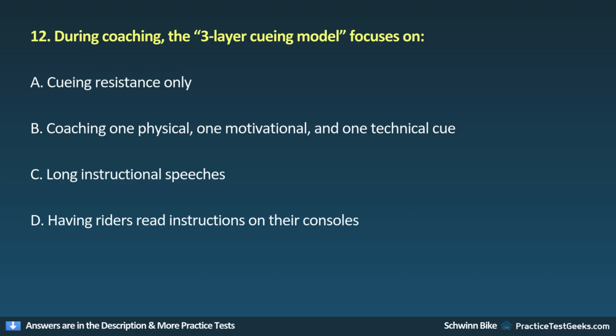12. During coaching, the three-layer cueing model focuses on A. Cueing resistance only, B. Coaching one physical, one motivational, and one technical cue, C. Long instructional speeches, D. Having riders read instructions on their consoles.